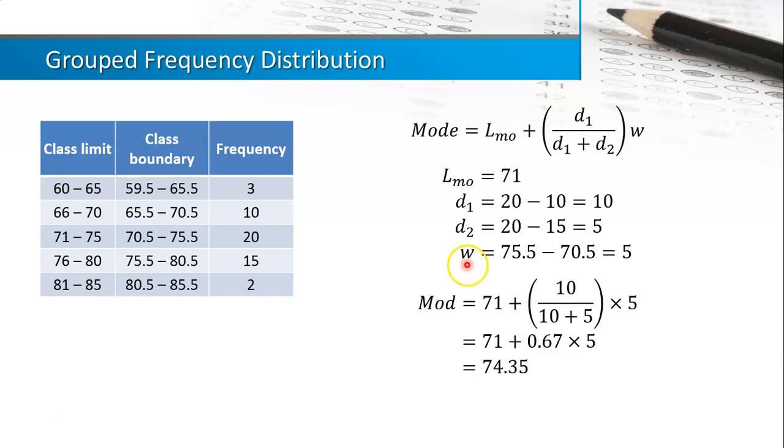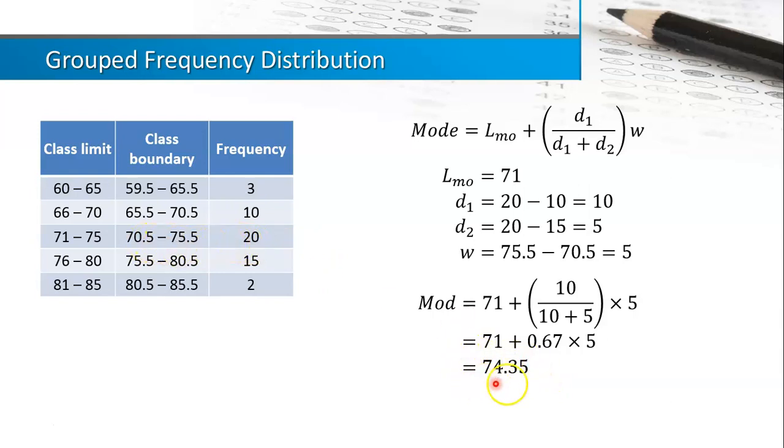Well, and then after that, this is the width of the class. So we just take 75.5 minus 70.5, so you can get 5 here. So the mode, 71 plus 10 over 10 plus 5 times 5. So you can get 74.35. So the mode here is being estimated as 74.35. Does it make sense?